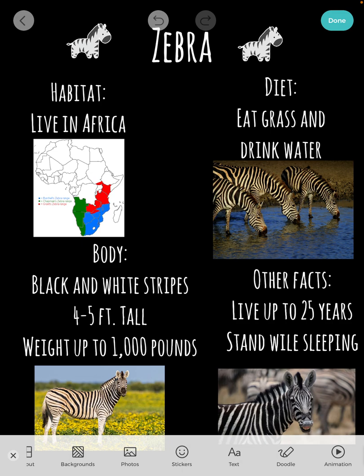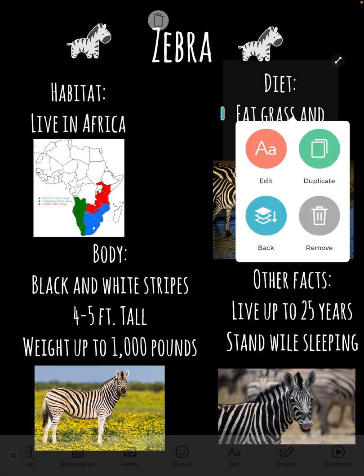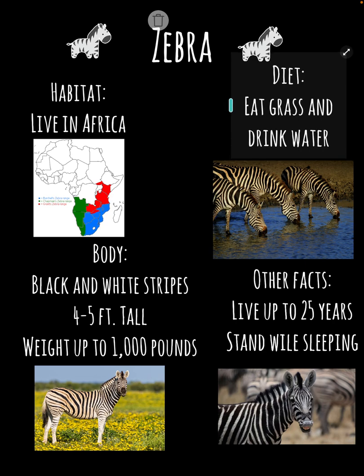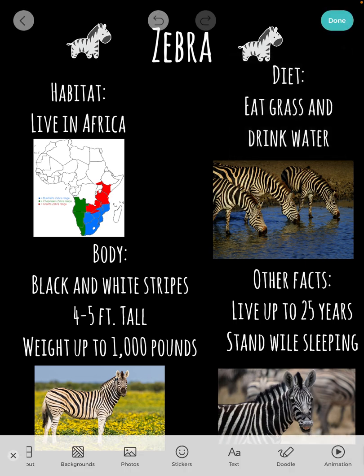You can always make this text smaller and add more facts. I am totally okay with that. Or you can make another presentation, and maybe you only want to do habitat and diet on one page, and then make another one and do the body and the other facts. It's totally up to you, but you need to make sure you have those 4 things on your presentation.